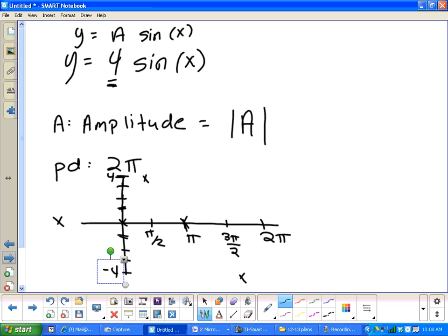Y'all see how it cycles? It just goes through the 3 numbers. And then 2 pi would be at 0. So here we go. Let's just connect the dots. There goes our sine curve. Now, where did it start? It started at 0, so it ends at 0.